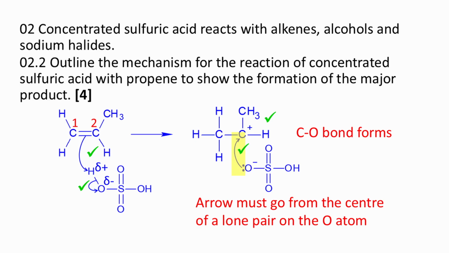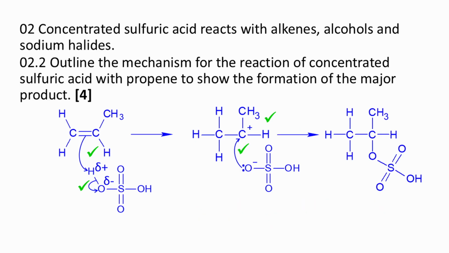The final curly arrow shows a CO bond forming. The arrow must go from the centre of the lone pair on the oxygen atom to the C plus carbon. The lone pair of electrons on the oxygen atom must be shown with 2 dots. You must also show the negative charge on the oxygen atom. The correct mechanism is shown in full here. I have also added the final product.